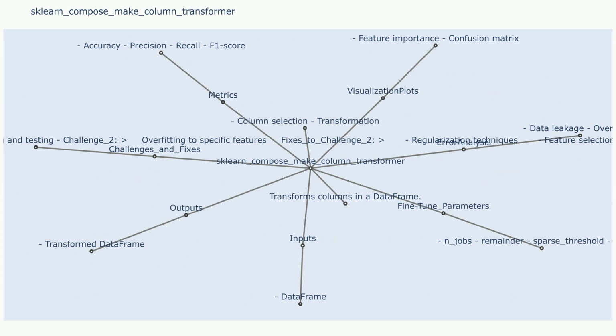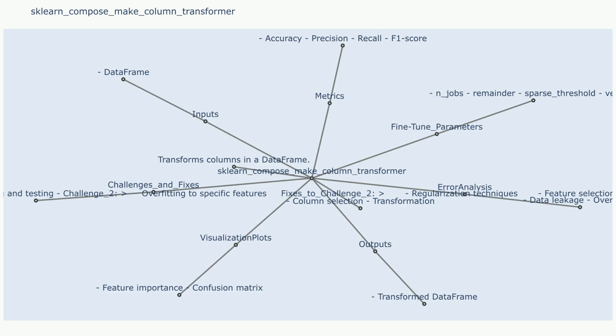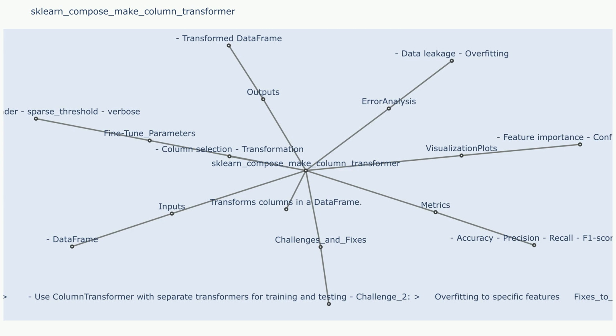Challenges and fixes. Challenge 1: incorrect column selection. Sample use case that resulted in challenge 1: you mistakenly apply a scaler to categorical features, leading to unexpected results. Fixes to challenge 1: carefully examine your data and select the appropriate transformation for each column type.